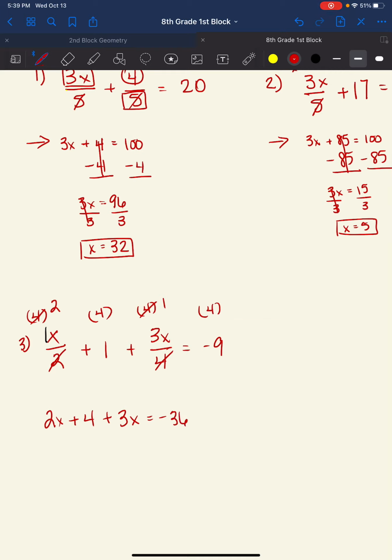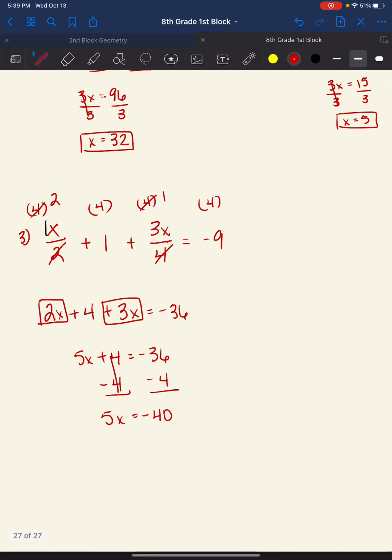Okay, now I have some like terms I can combine. So I've got 2x plus 3x, which is 5x. Bring down my plus 4. Bring down my negative 36. All right, subtract my 4. So 5x equals negative 40. And then the last step would be to divide by 5. So x equals negative 8. All right.